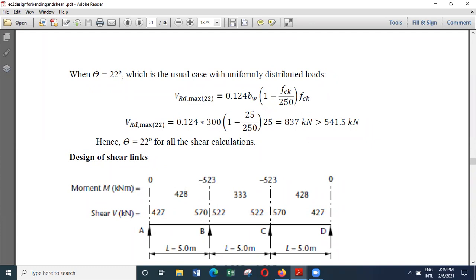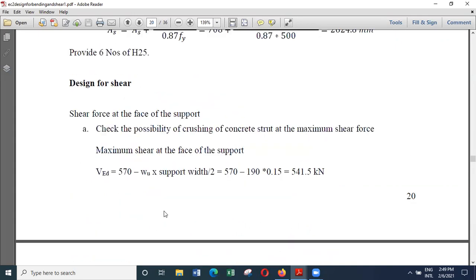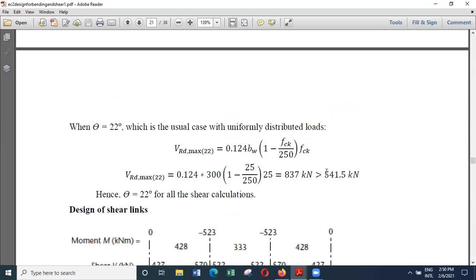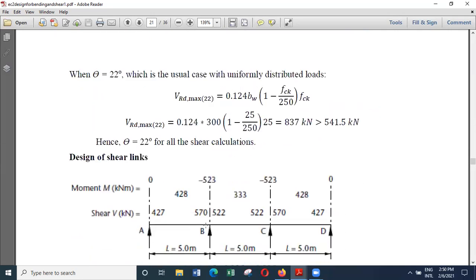And we have to find the shear force at the face of the support. We know the load applied is 190, and the width of the support is 300, so half the support is 150. From this, when you deduct the load applied from the shear force, you can find the shear force at the face of the support, 541.5, which means there's no problem here.